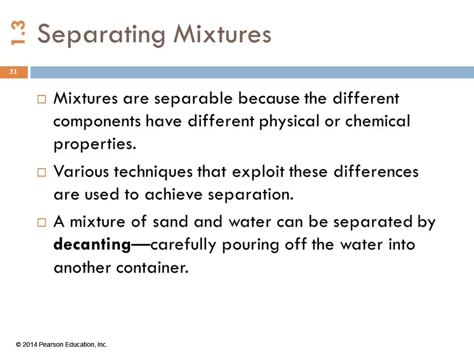Another thing about mixtures is that they can be separated, because the components, being different substances, are going to have different physical and or chemical properties. And so you can make use of those differences and separate them. There's a variety of techniques. If you have sand and water, you can separate them by a technique called decanting, which means you pour off the liquid carefully. If you do it slowly, the sand will stay in the container and the water will come out. You've separated them because one's a liquid and one's a solid.